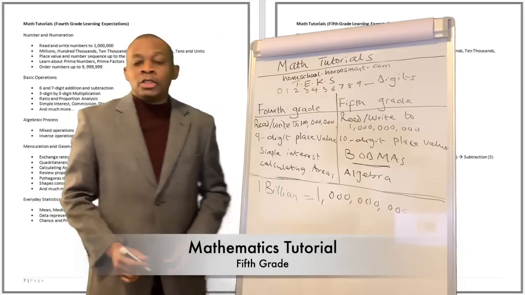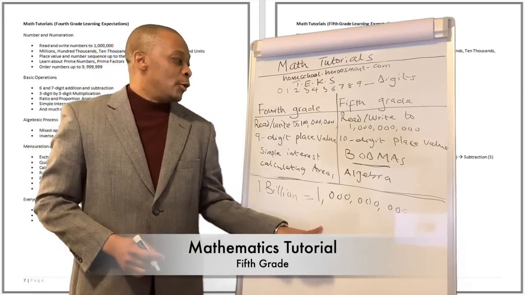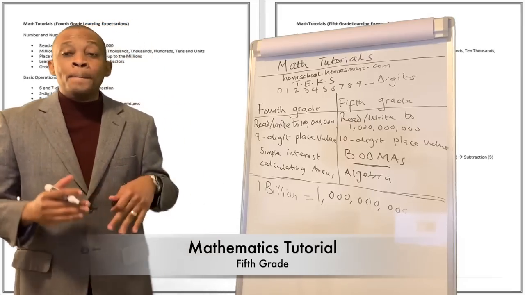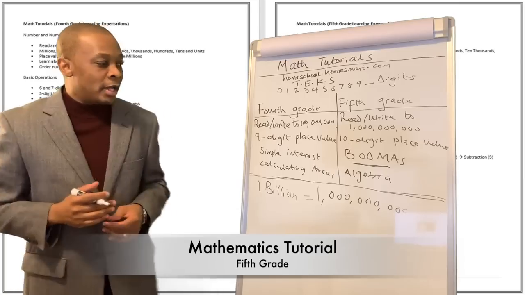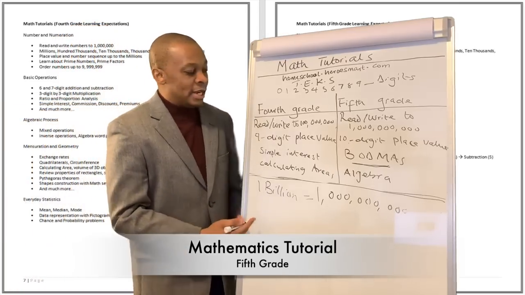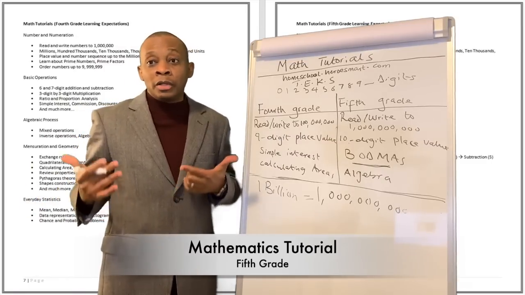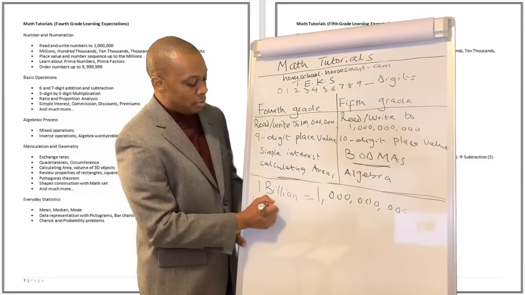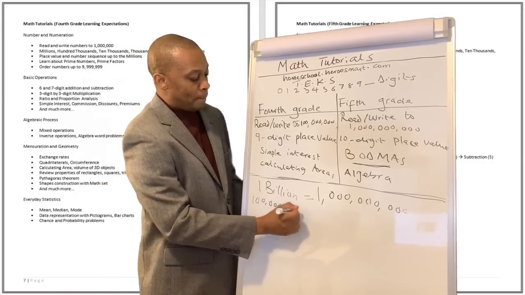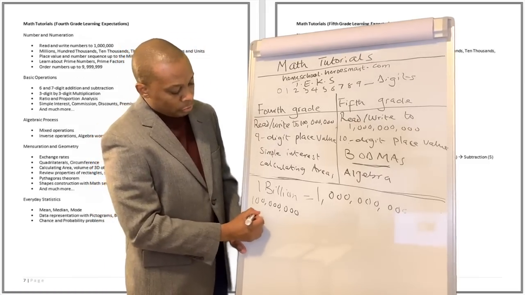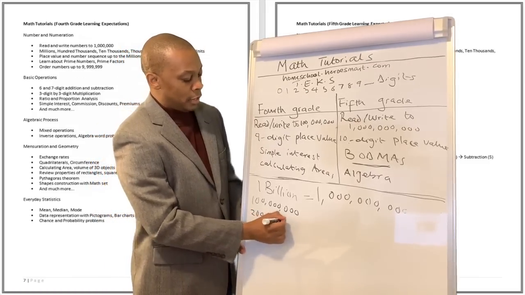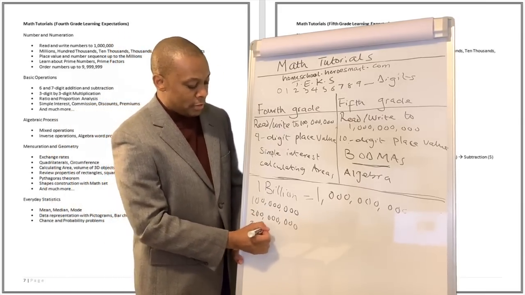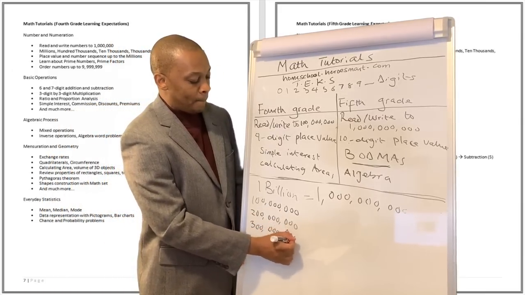So how do I teach my child how to read and write numbers up to the tune of 1 billion? Well, you're going to break it down. You can say, let's count by 100 millions to start with. So there's 100 million, 200 million, and then 300 million.